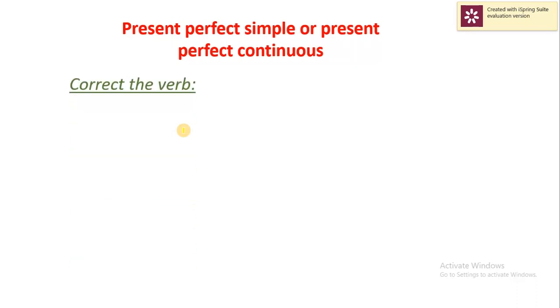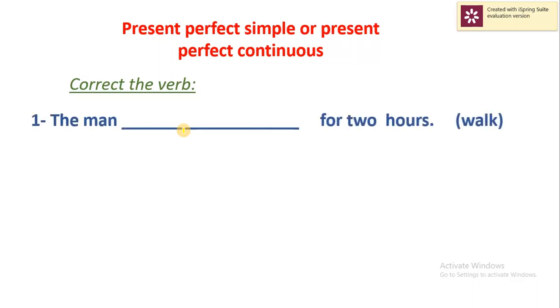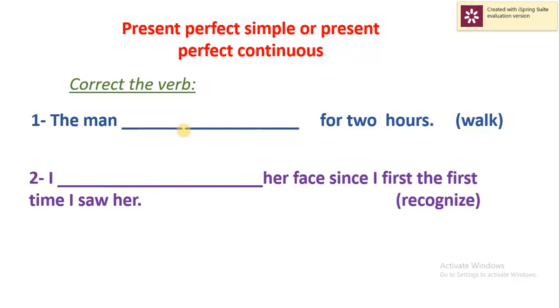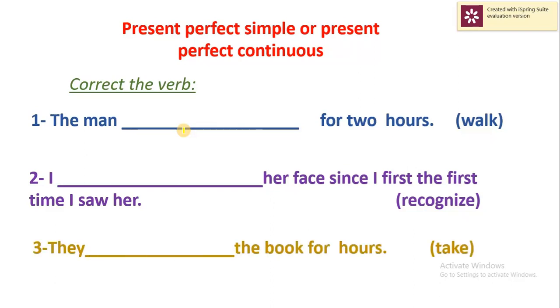Here we need to correct the verb in the sentences. Now, the first one: the man blank for 2 hours. The verb here is walk. The second one: I blank her face since I first saw her. Okay, number 3: they blank the book for hours, and here we have the verb take. Now let's work together on this.